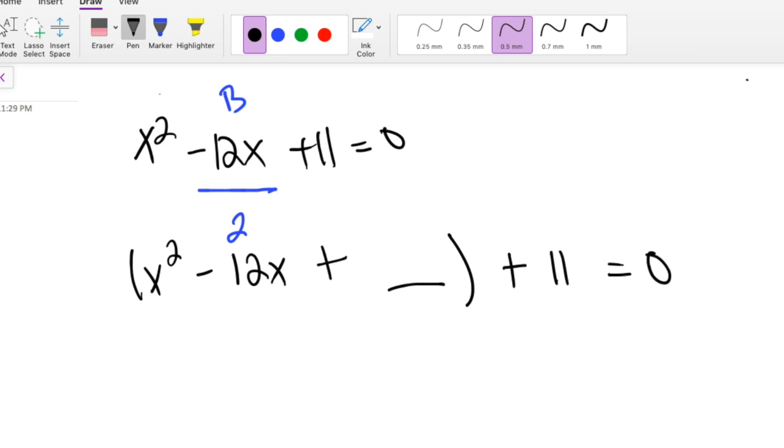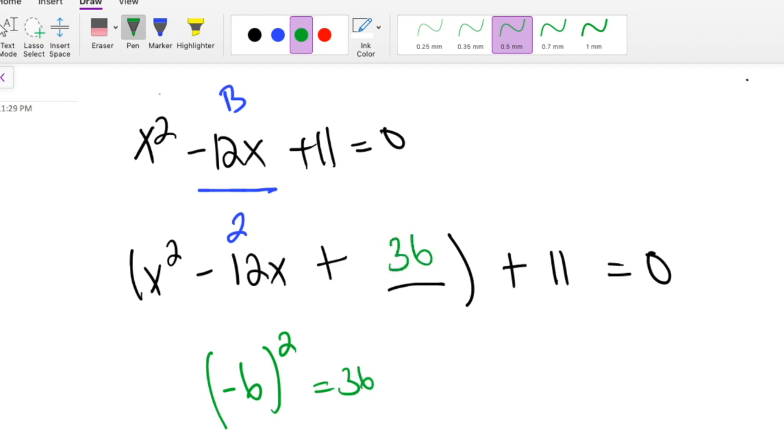You might be thinking, wait a minute, I thought you just said we're going to divide B in half. Well, yes, that is exactly what we're doing. So we divide negative 12 in half. What does that give us? Negative 6. However, you know how there's a little blank right here? That almost gets to go in the blank. We need to square this. So negative 6 squared is going to give us 36.